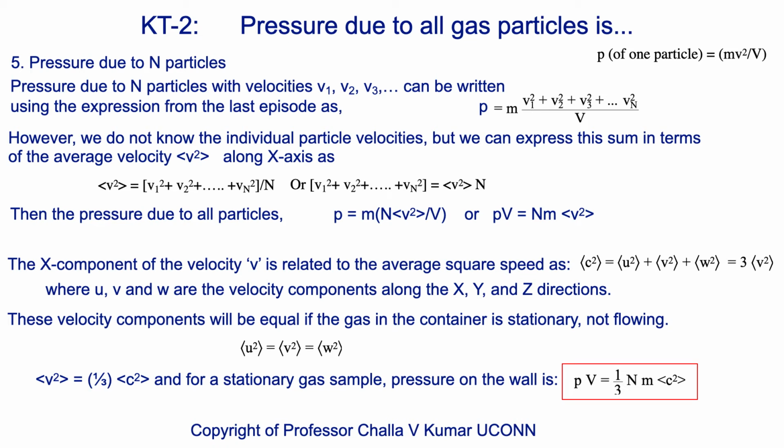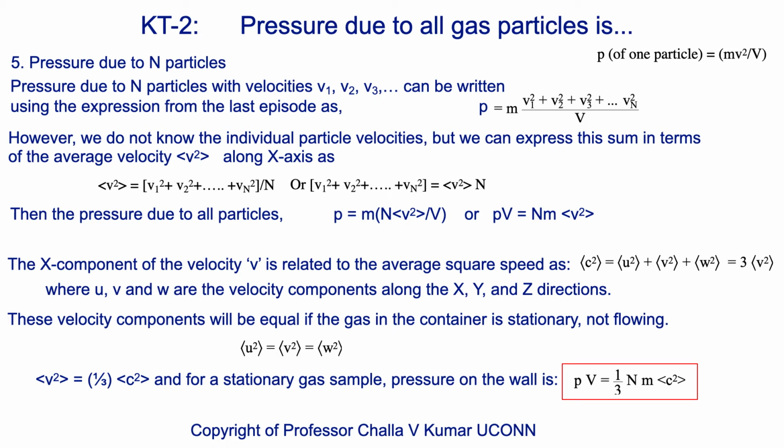That's because if the gas is not flowing, if the gas in the container is stationary, which is the case, then any one of the 3 components should not exceed the others. That is, if the velocity of the gas along one direction, let's say the x-axis, is faster than the y and z-axis, then the gas will escape the container through the wall perpendicular to the x-axis.